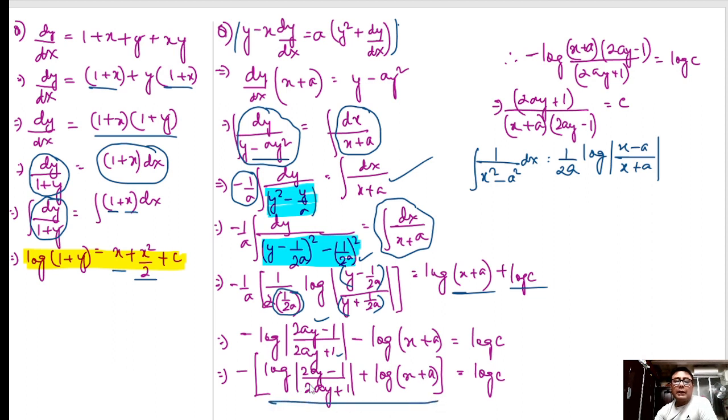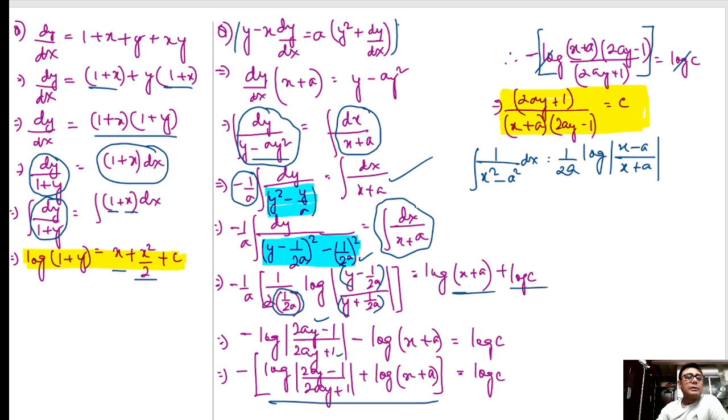This is log a plus log b, so log a into b. So this is our log a into b we got, equal to log c. So now log and log will cut, so we get this is the ultimate solution of our equation. Please note that.